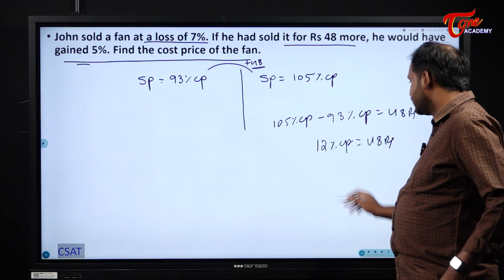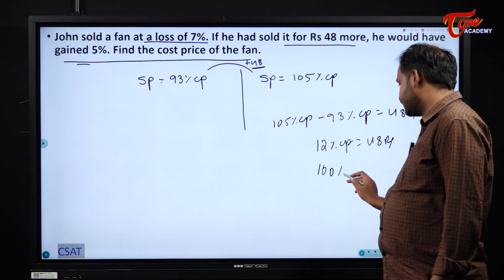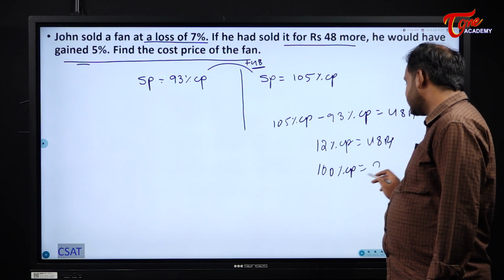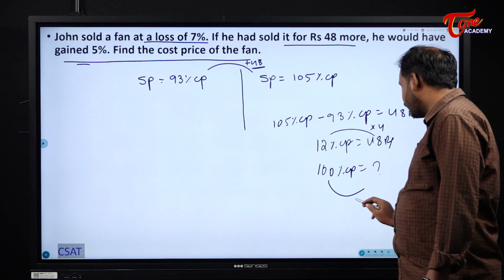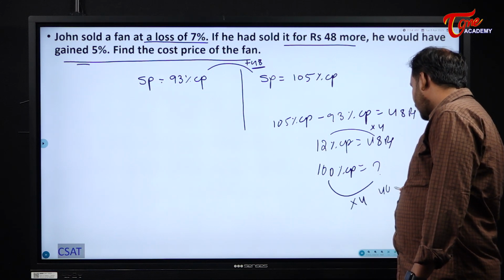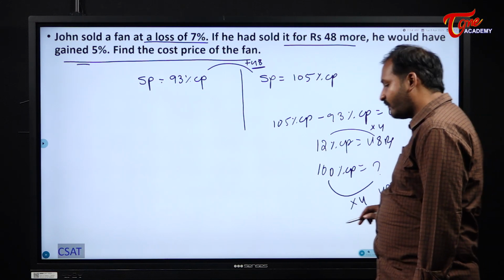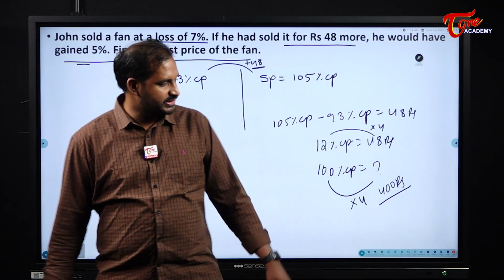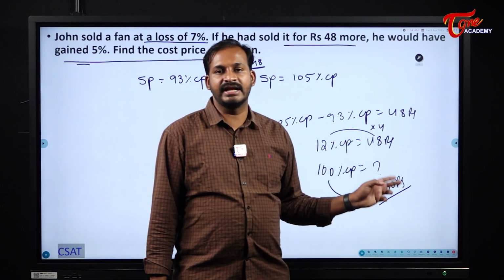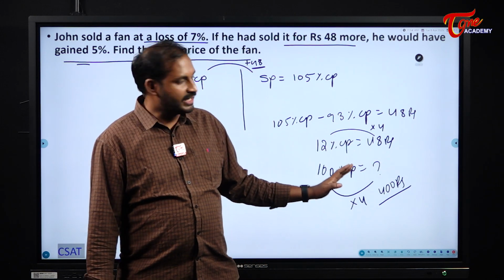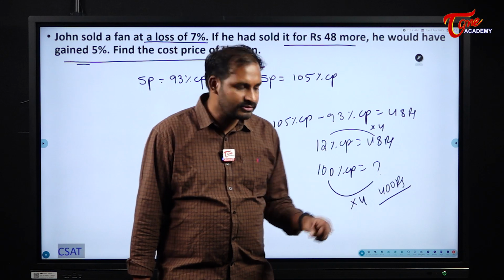100% is how much? See here, 100% of cost price is what? That is the question. See here, 12 fours are 48. Similarly, 100 fours are 400. So the original cost price of that fan is what? 400 rupees. If you were able to solve this, that is fine. Or else cross multiply this and take it as x and try to solve it. Understood? Next one.